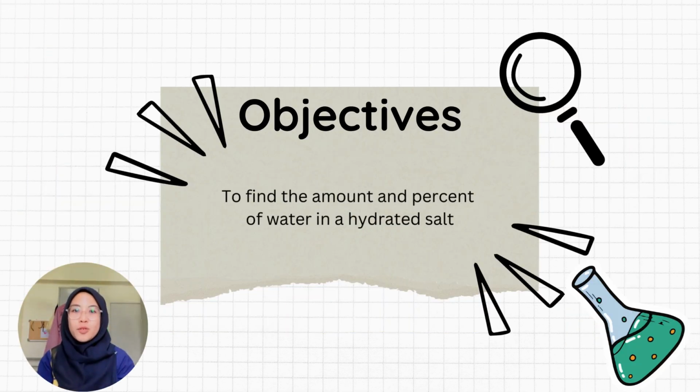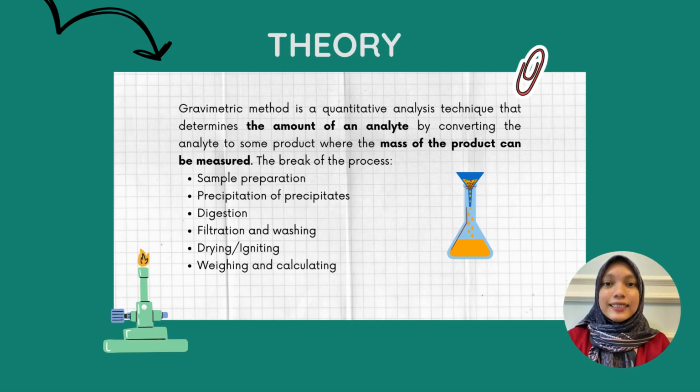Now, let's move to the objective. Our objective is to find the amount and percent of water in a hydrated salt. Now let me explain about the theory of gravimetric analysis.